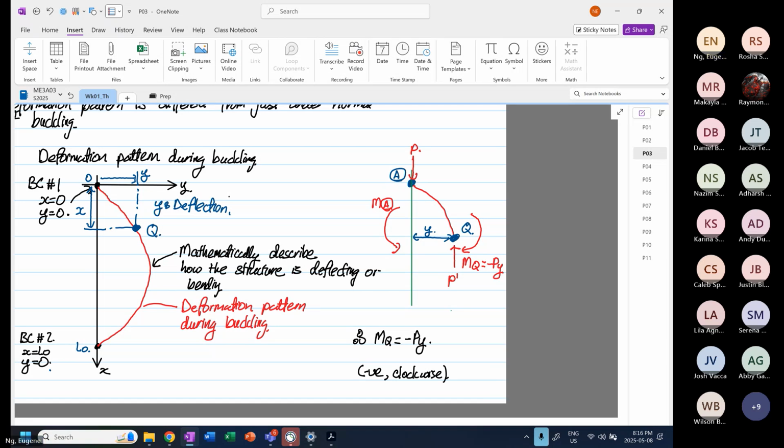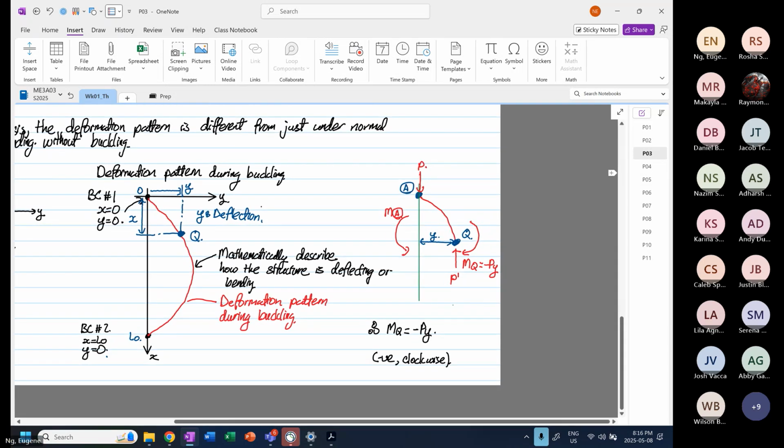Okay, now from here, before I go on, what we are trying to determine now is, what is this y? We need to know this y because we need to know the moment at point Q.